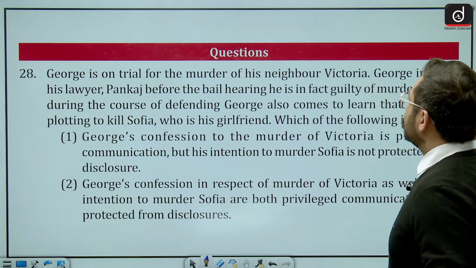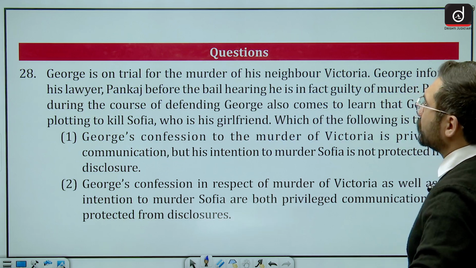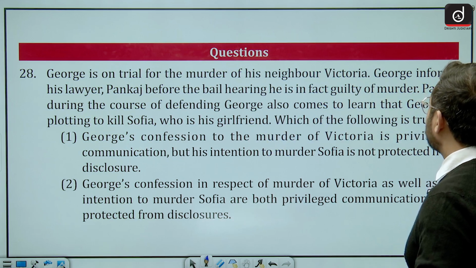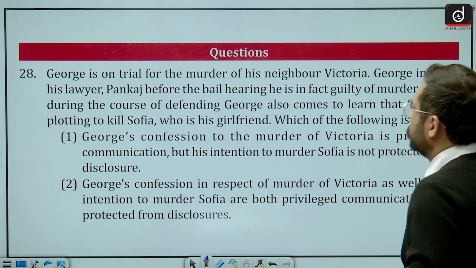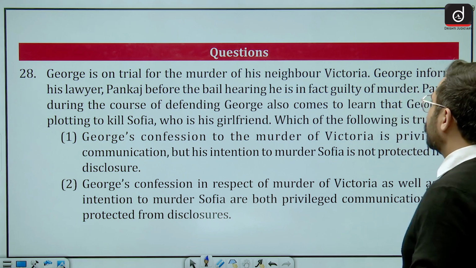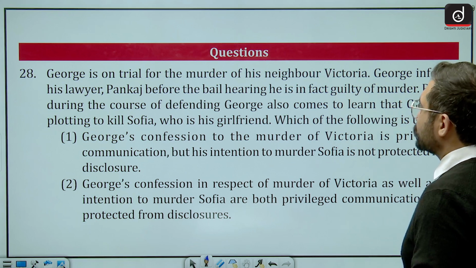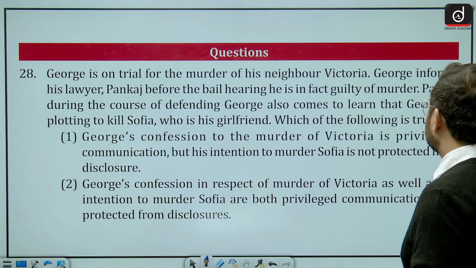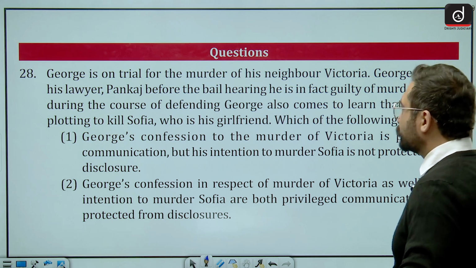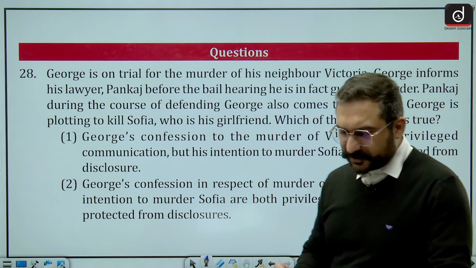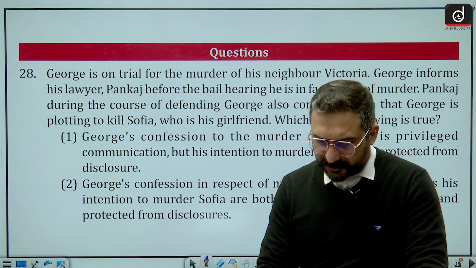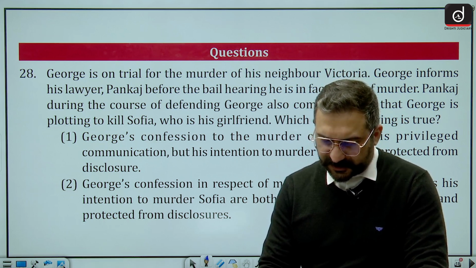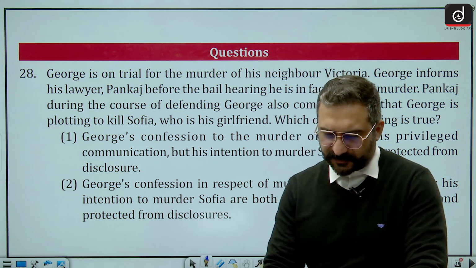George is on trial for the murder of his neighbor Victoria. George informs his lawyer Pankaj before the bail hearing he is in fact guilty of murder. Pankaj, during the course of defending George, also comes to learn that George is plotting to kill Sophia, who is his girlfriend. Which of the following is true? George's confession to the murder of Victoria is privileged communication, but his intention to murder Sophia is not protected from disclosure. They are talking about the privileged communication between a lawyer and a client. It is covered under section 126, professional communications.